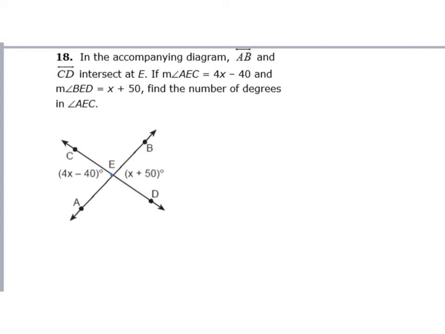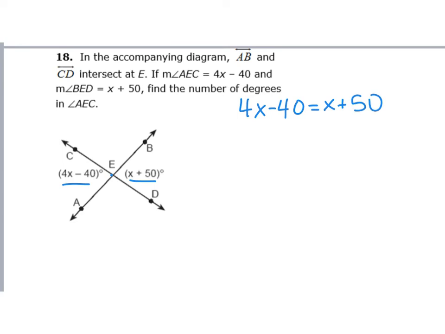If the measure of angle AEC is 4x minus 40, and BED equals x plus 50, find the number of degrees in AEC. So I need to find x. I know those two angles are vertical, which means my 4x minus 40 is equal to my x plus 50.